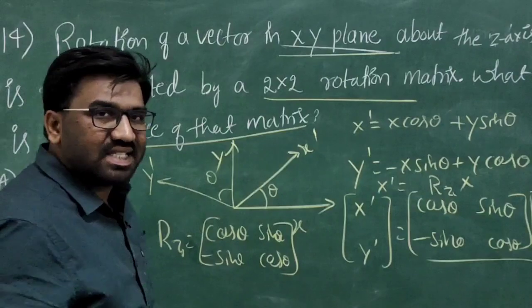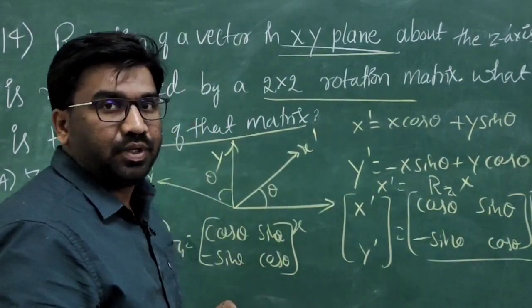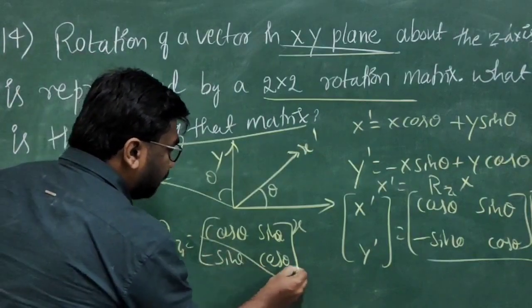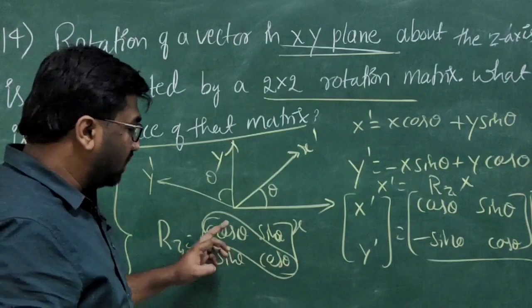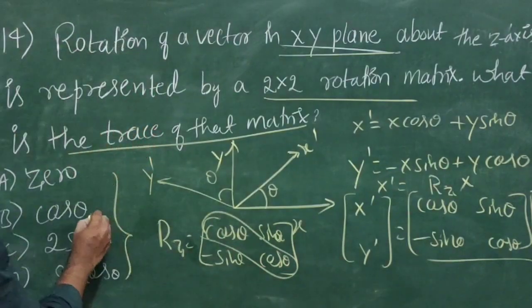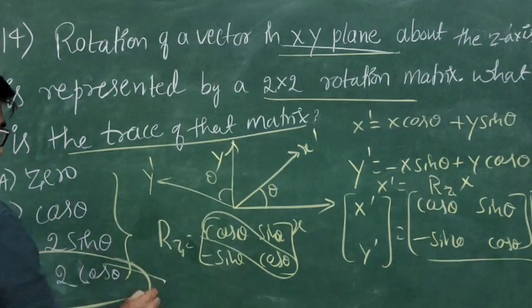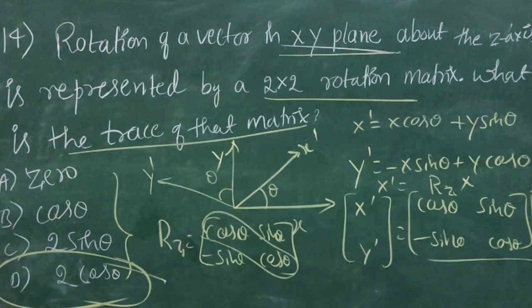So what is the trace? Trace is nothing but the sum of the diagonal elements of the matrix. So the diagonal elements are cos theta plus cos theta, 2 cos theta. So the answer is 2 cos theta. So option D is correct.